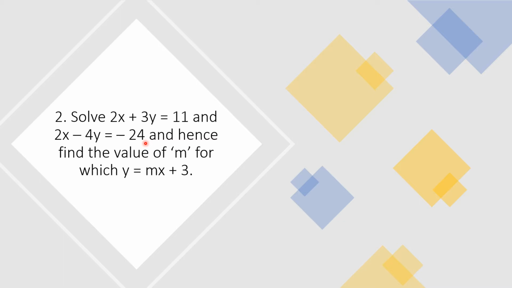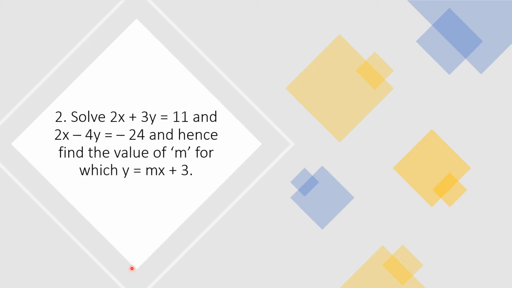Now is that all in this question? Let us read. Solve 2x plus 3y equal to 11 and 2x minus 4y equal to minus 24, and hence, not only finding x and y, there is something more to it, and hence find the value of m, for which y equals mx plus 3. That is, there is a third equation, y is equal to mx plus 3. So you have to substitute the value of x and y, which you'll get by solving the first two equations. The value you get for x and y should be substituted in this equation, y equal to mx plus 3. And then you'll have to find the value of m. Okay, I hope you have understood.